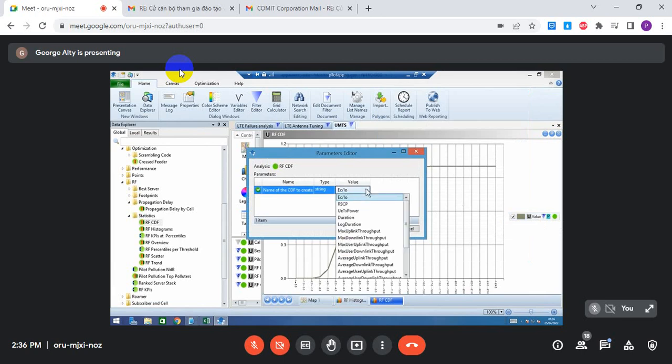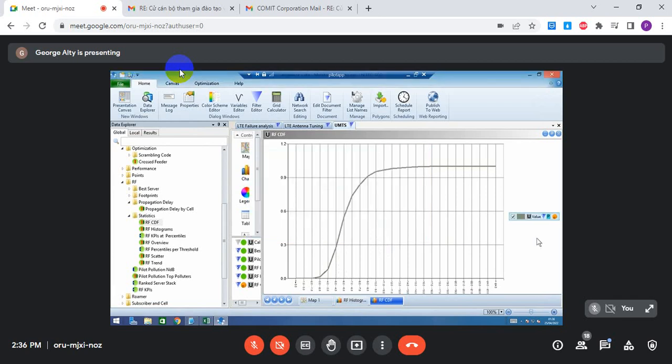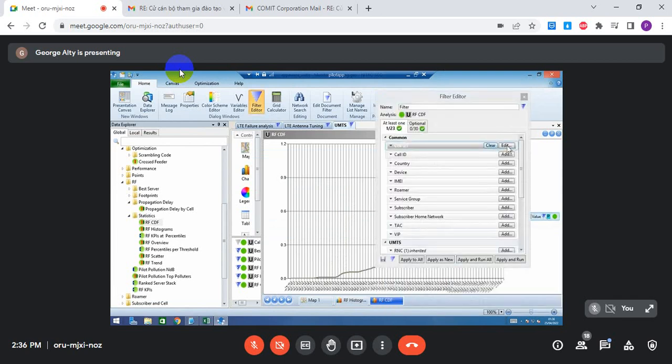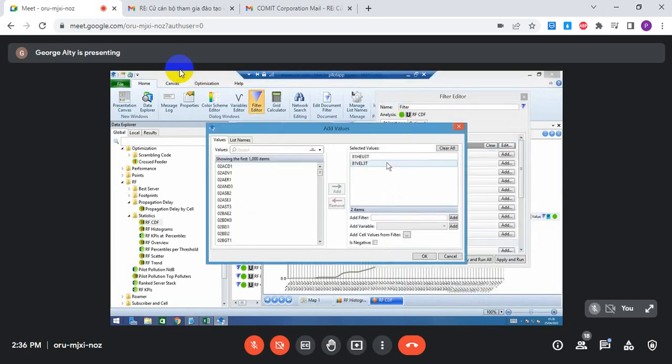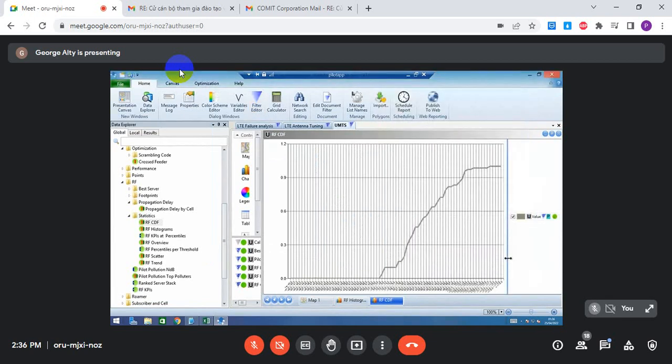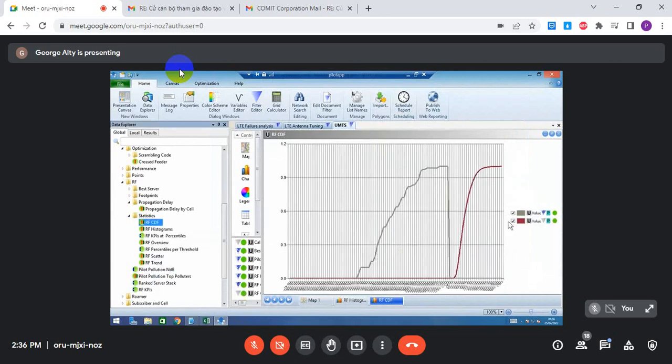Yep, okay. So let's have a look at the various parts of the histogram. Let's look at RSCP. Okay, so my apologies. I think I know what's happening here. Schoolboy error from my point of view. I apologize. So I'm going to remove this one. Okay, apply and run. And okay.